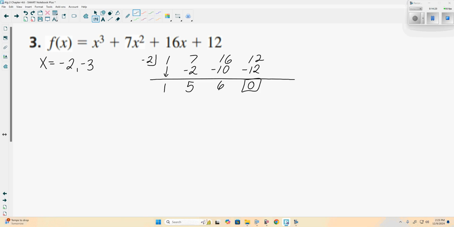Let's go down one, because instead of using the quadratic formula or factoring, I already know one of the others. It is -3. -3 times 1 is -3. 5 plus -3 is 2. -3 times 2 is -6, plus 6 is 0.